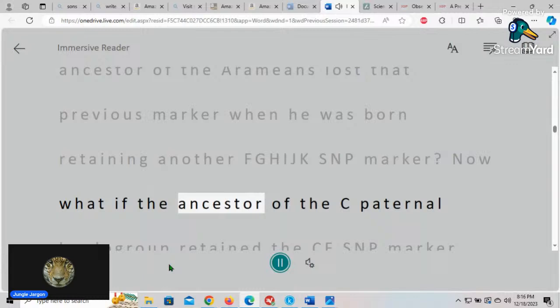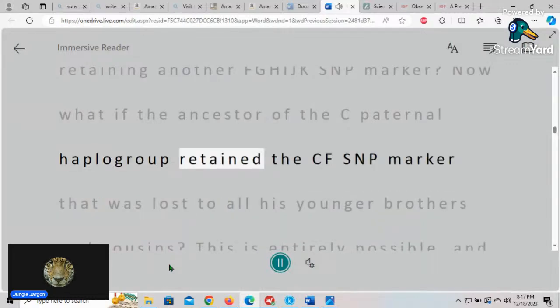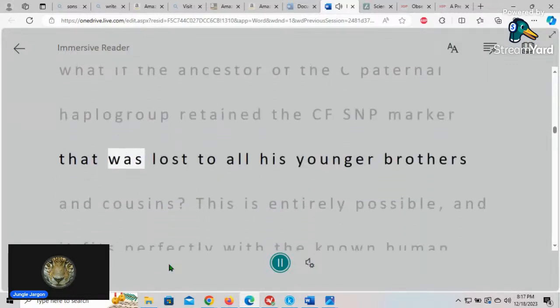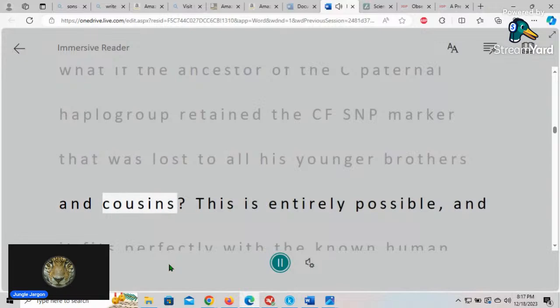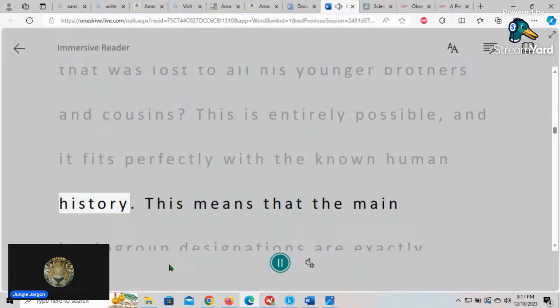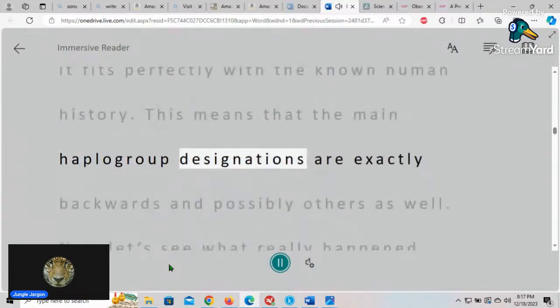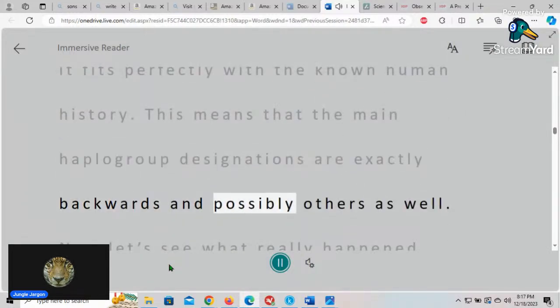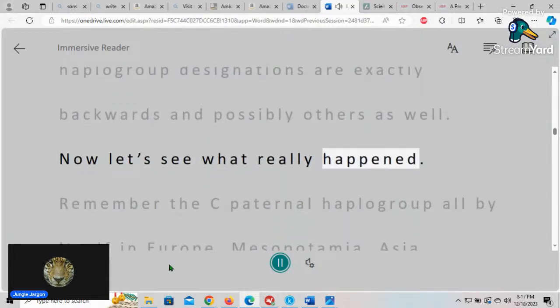Now what if the ancestor of the C paternal haplogroup retained the CF-SNP marker that was lost to all his younger brothers and cousins? This is entirely possible, and it fits perfectly with the known human history. This means that the main haplogroup designations are exactly backwards and possibly others as well. Now let's see what really happened.